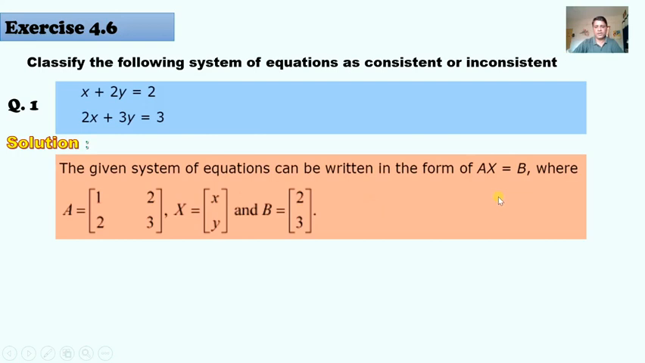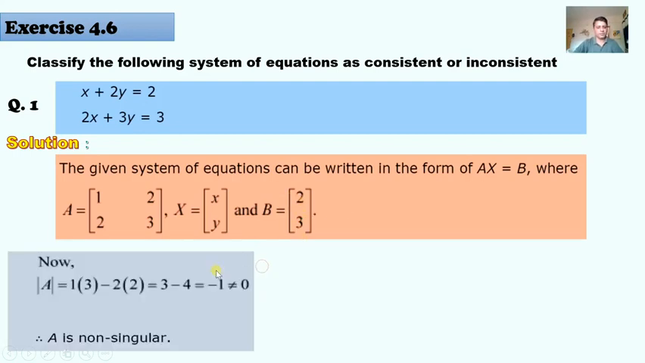So what is matrix A? The coefficient of x is 1 and the coefficient of y is 2, so in the first row we write 1, 2. The coefficient of x is 2 and the coefficient of y is 3 in the second equation, so we write in the second row 2, 3. How many variables are involved? x and y. So capital X is written as the column matrix x and y, and the right hand side is matrix B, so B is [2; 3].